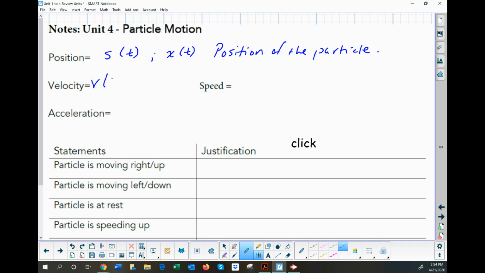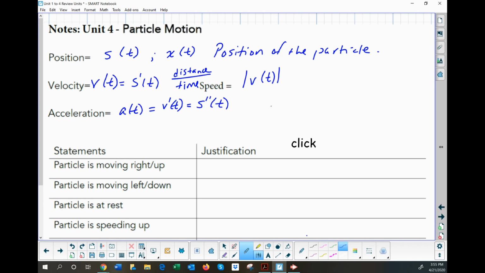Velocity, v of t, is the result of the first derivative of the position function. Its units are usually distance per time unit, like miles per hour, feet per second, things like that. Speed is defined as the absolute value of velocity, always expressed as a positive, much like the speedometer on your car. Acceleration, a of t, is the first derivative of velocity and the second derivative of the position function.